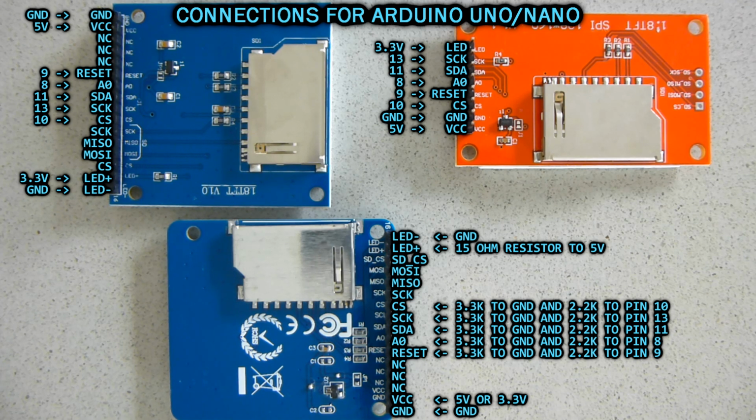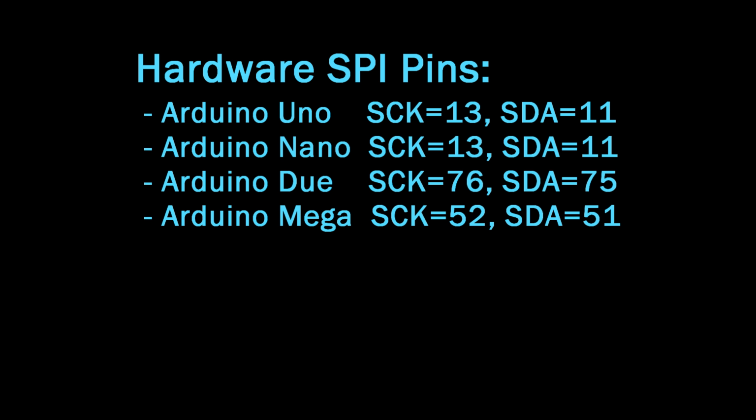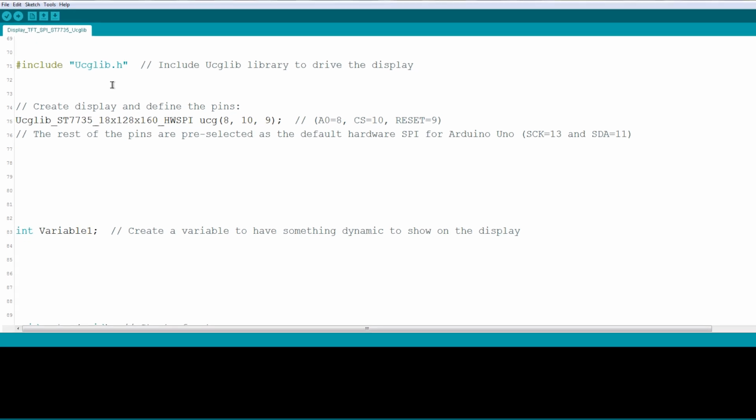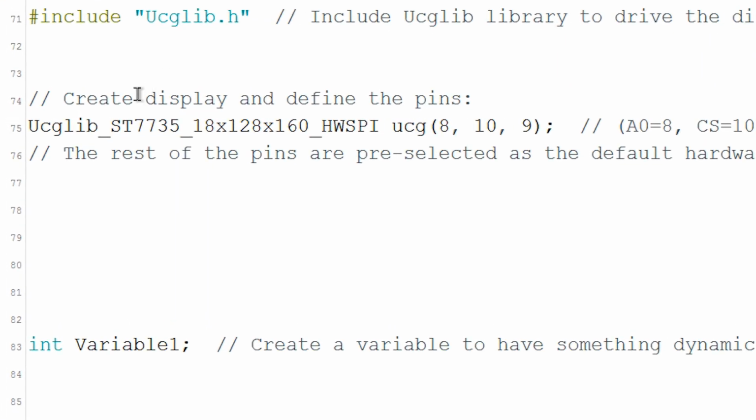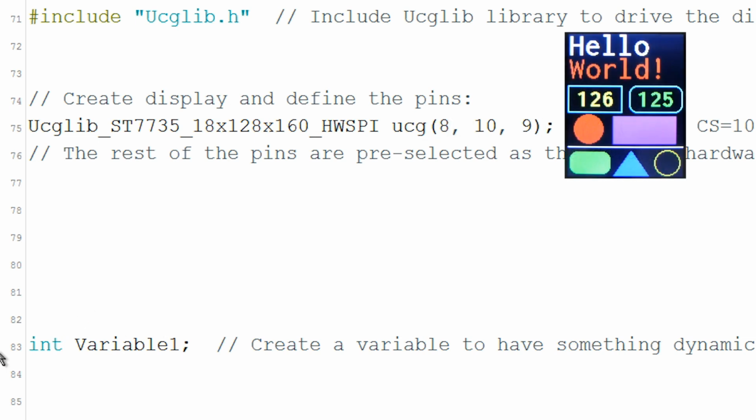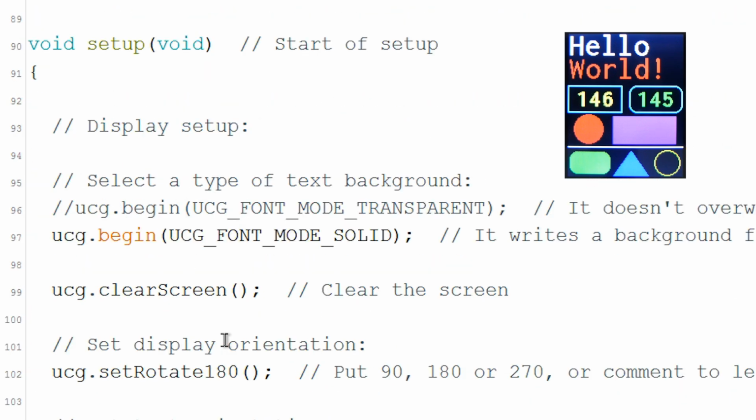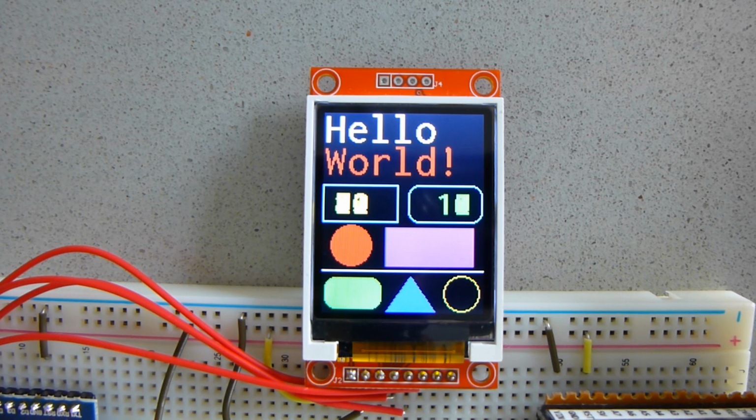The display uses the SPI protocol, so we have to connect 5 I/O pins, plus the power and the backlight. We are going to use the hardware SPI, so 2 pins connect in different places depending on your board. Anyway, we first include the library and then create the display defining the pins. I always create a variable to show an increasing number. In the setup, you can change the type of the background for the text. I recommend you use solid background or it's going to look like this.